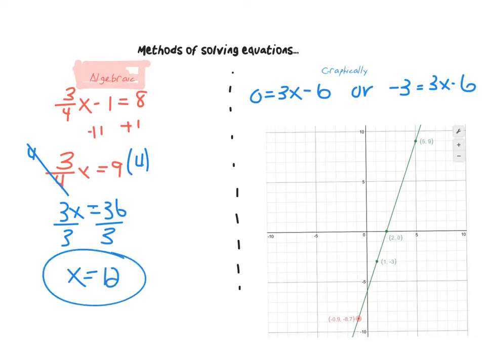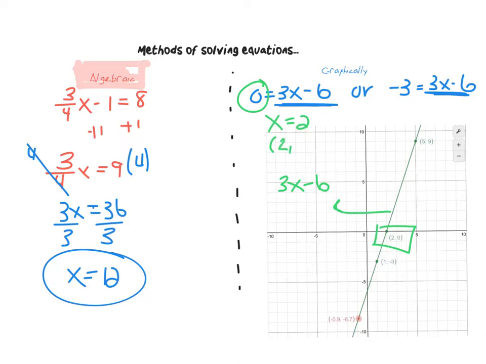We also could use a graph. Let's say I was asking, when is this line 3x minus 6 equal to 0? So I've graphed the line 3x minus 6. And if I have a graph of something, I could ask, when is it equal to 0? Well, that's equal to 0 right here. So when x is equal to 2, the y value is 0. So I could use a graph to do it.